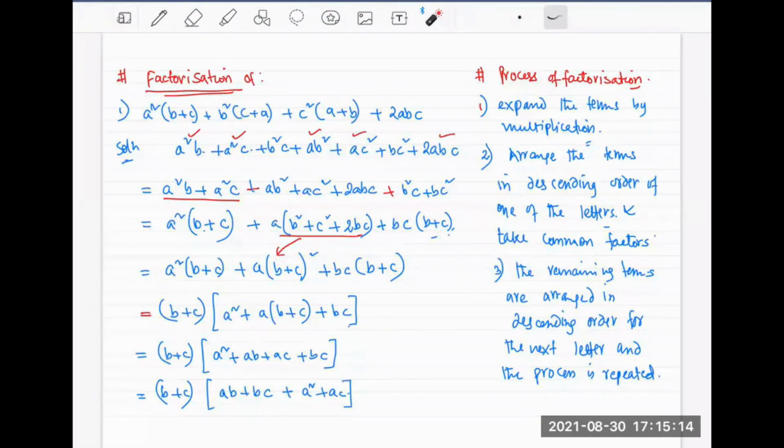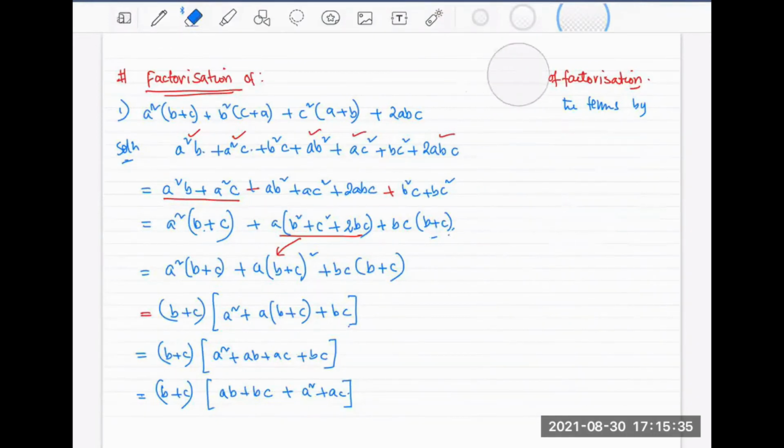Okay, now take common factor from these two terms. Common factor between these two, AB and BC. B is common, right? Between A square and AC, A is common. So I'm rubbing this off, the process of factorization.